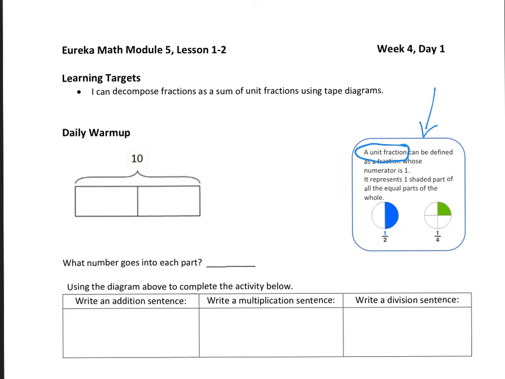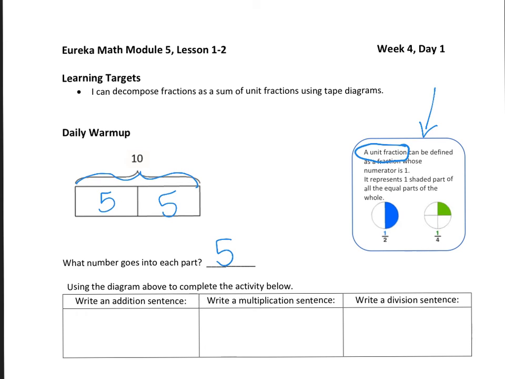So in this daily warm-up, I see that it has a tape diagram, and the whole thing is 10 right here, right? So it's saying my total is 10. So now it's asking me what number goes into each part, okay? So if we know that the total is 10 and there are 2 units, we know that each part is going to be 5 and 5, right? So what number goes into each part? 5 is going to go into each part.